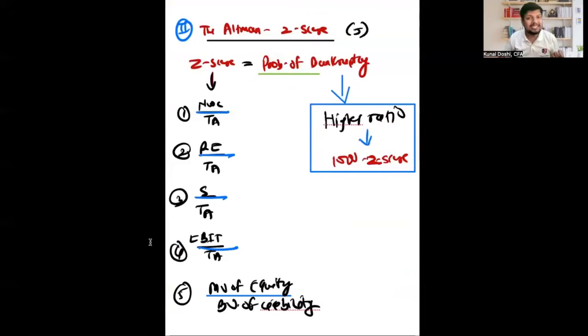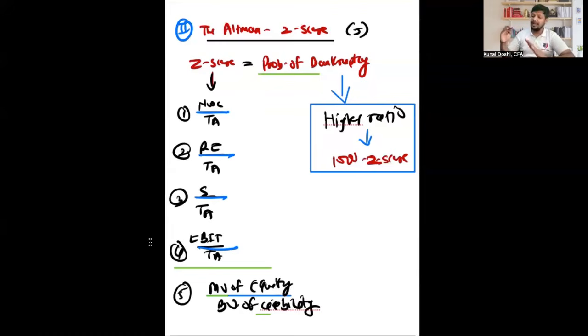Any proportionate increase compared to the total assets of all of this results in a higher Z-score. Market value of equity to the book value of liabilities, yes. All of these are positively related to the Z-score, everyone. So what is the conclusion? Higher the Z-score, the better. Higher Z-score is considered better.